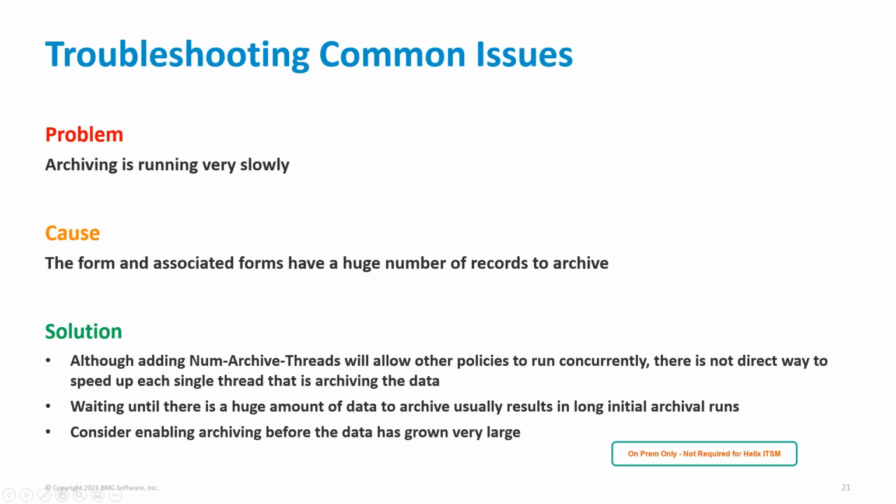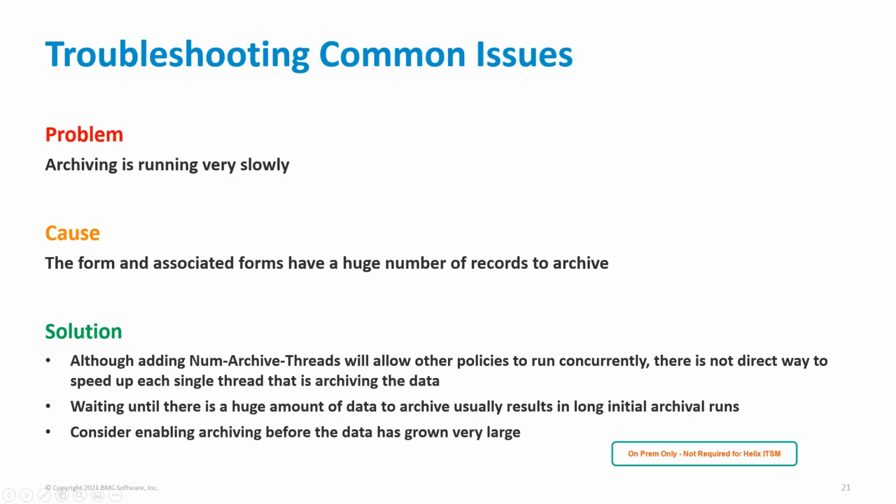Let's look at another common troubleshooting scenario. Let's say archiving is running very slow. What can you do? Well, it's possible that the cause for this is that the form that's being archived has a large amount of data in it. And along with the form itself, it's possible that some or all of the associated forms also have a huge amount of data. Let's give an example.